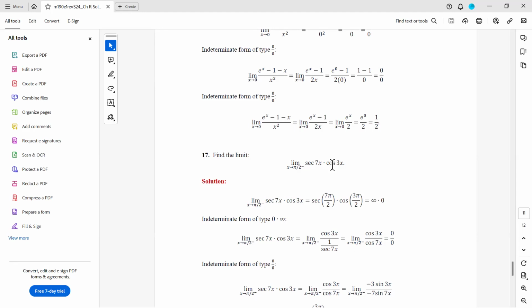of indeterminate forms, is always plug in your value to see what kind of form you're dealing with. So you have secant 7 pi over 2 times cosine 3 pi over 2. And that's infinity times 0. Now, this person didn't have a question so much about evaluating the limit. They had a question about the trig behind it.